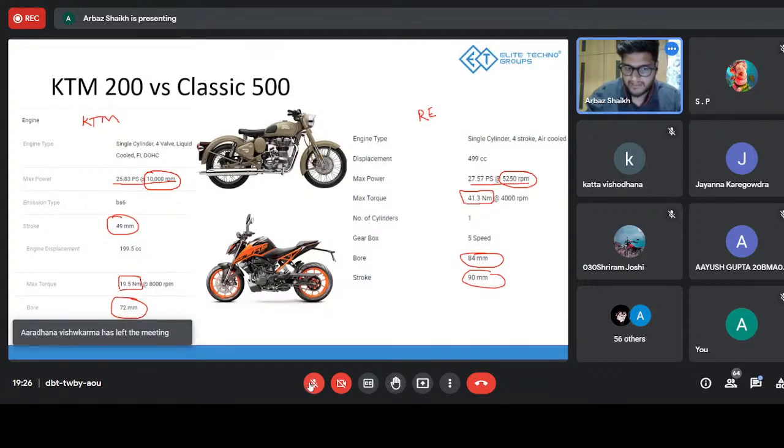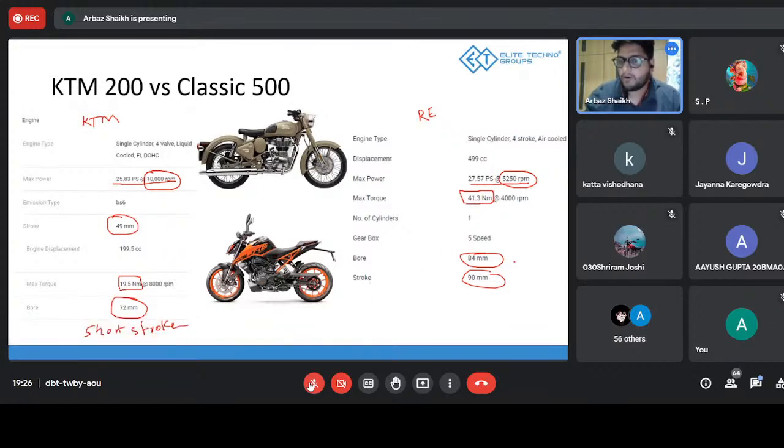Okay, short stroke engine. On the other hand, in case of your Bullet, although it is more or less the same, there's 6 mm of difference, but it is still a long stroke engine. Now, what we had discussed, in a long stroke engine, torque will be higher. In a short stroke engine, torque will be lower. Okay, is that clear to everybody? Till now, we have not talked about power. We'll be talking about power in a bit.